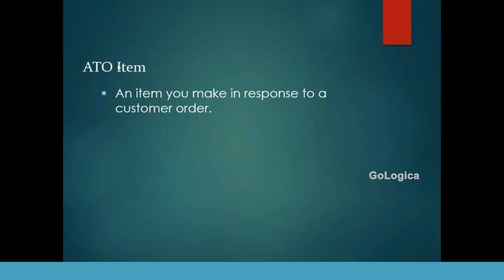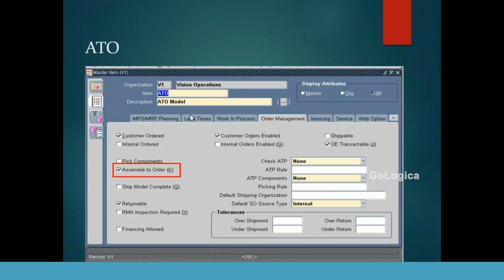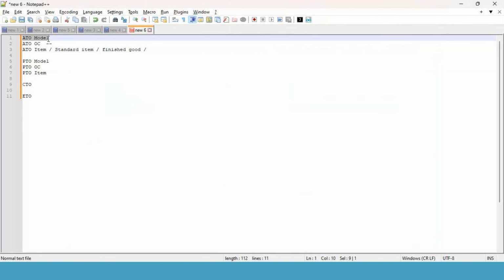Third is the ATO item, the item you make in response to a customer order. So whenever we do the ATO things, suppose we have the ATO model and so on, these are a couple of attributes which will get set by templates. All these are nothing but templates only: ATO model, ATO option class, ATO item, standard item, finished good, PTO model, option class, PTO item, CTO, and PTO. All these are predefined templates.